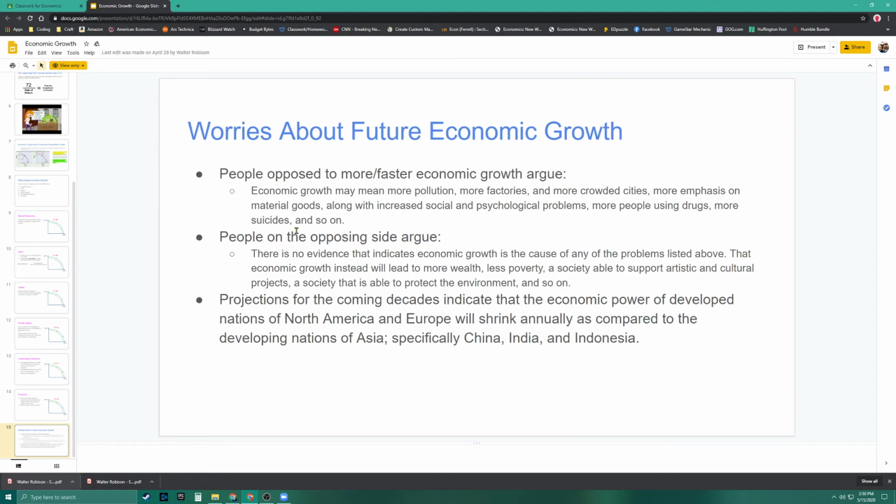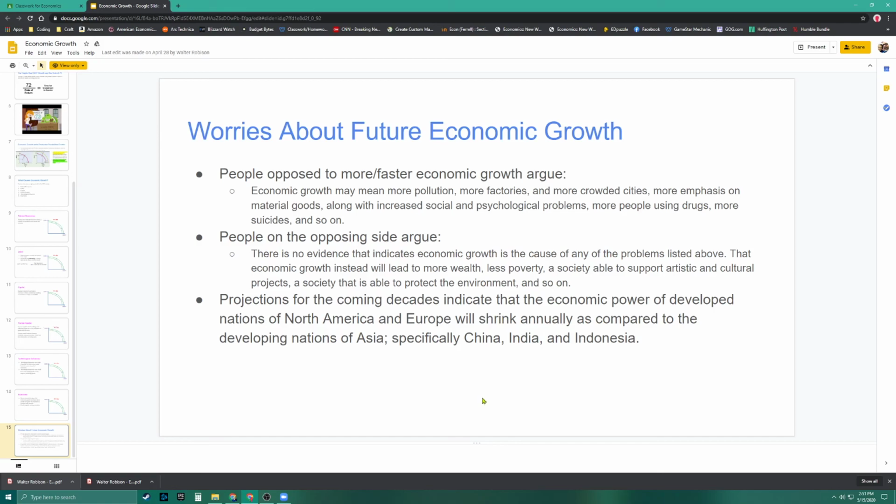But then there are also people that argue against this and say that there's actually no evidence that indicates economic growth is the cause of any of those problems listed above, and that economic growth instead will lead to more wealth, less poverty, in a society that's able to support things like art, culture, things like that. And they are also able to protect their environment. So there are two different sides to the debate on economic growth.